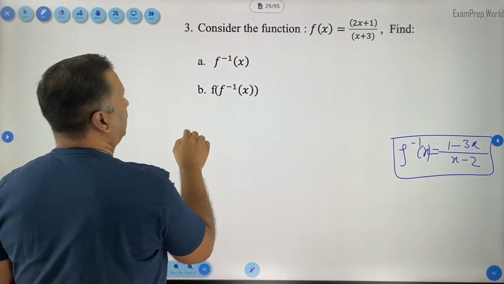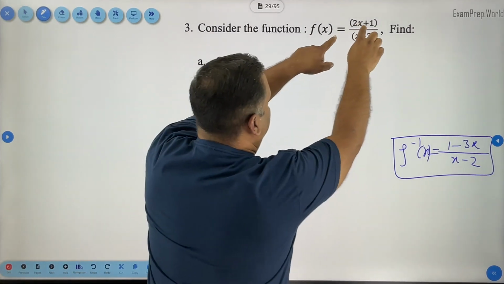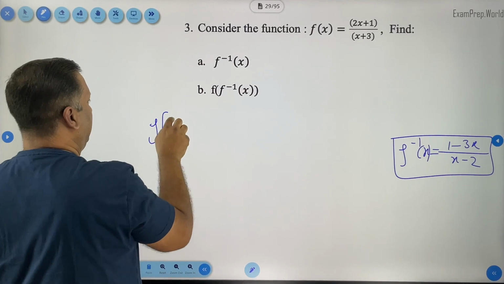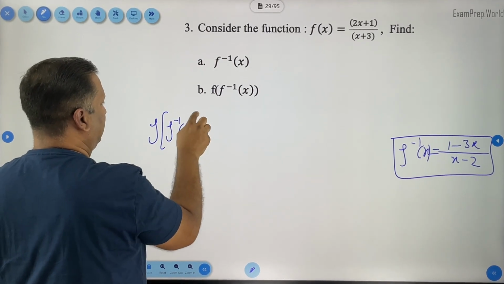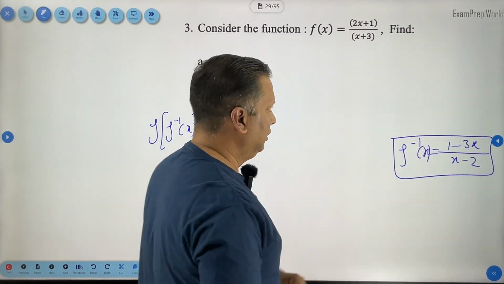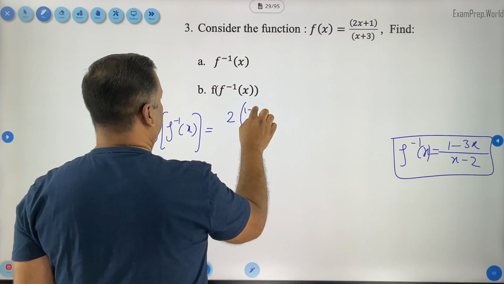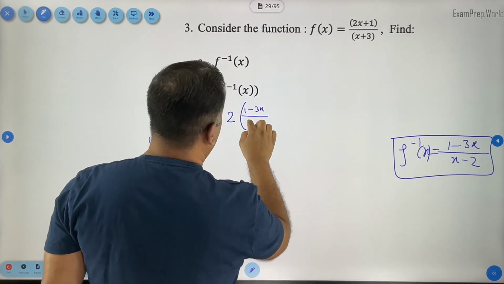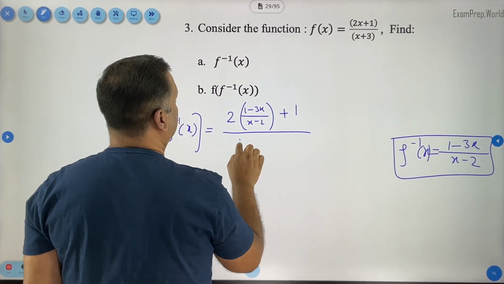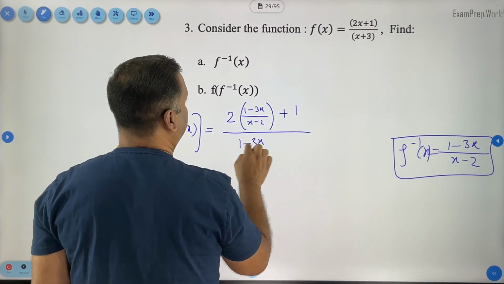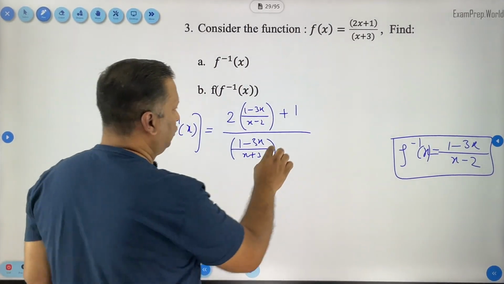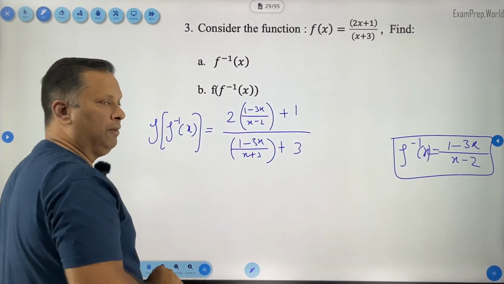Now f of f inverse x. So wherever x is there, I will input the inverse function. So f of f inverse of x will be 2, now x is there. Instead of x, I will write this complete function: (1 minus 3x) upon (x minus 2), plus 1, divided by (1 minus 3x) divided by (x minus 2) plus 3, which I am writing instead of x. Now solve this and you will have your answer.